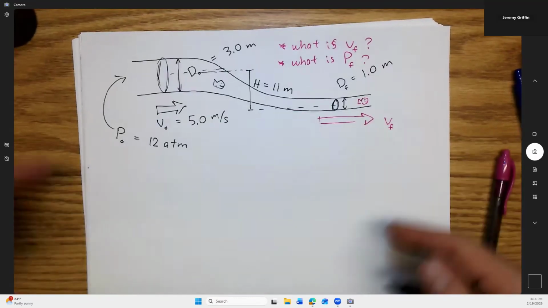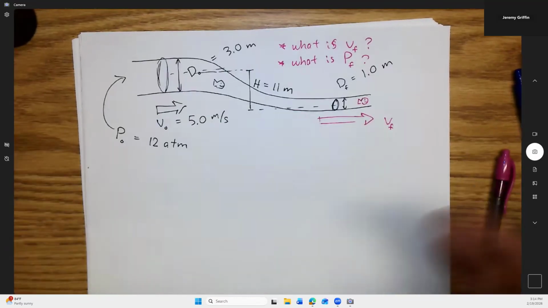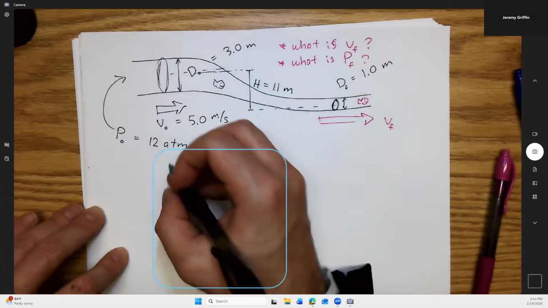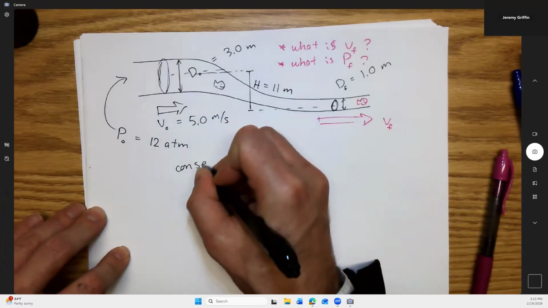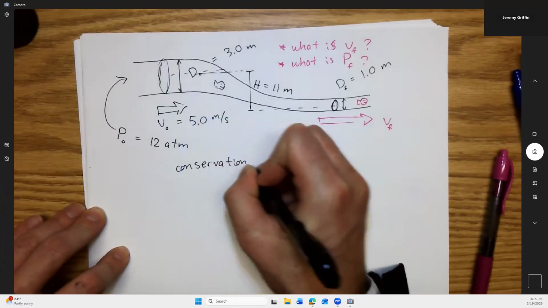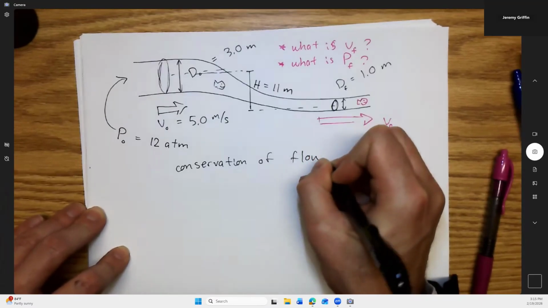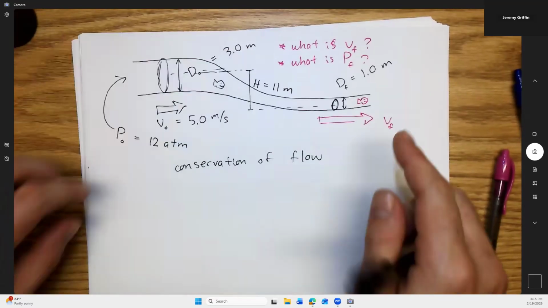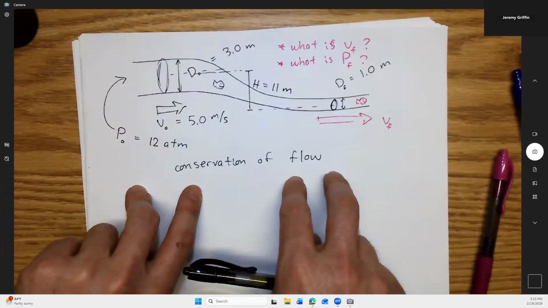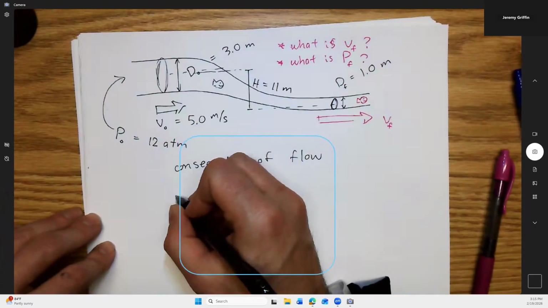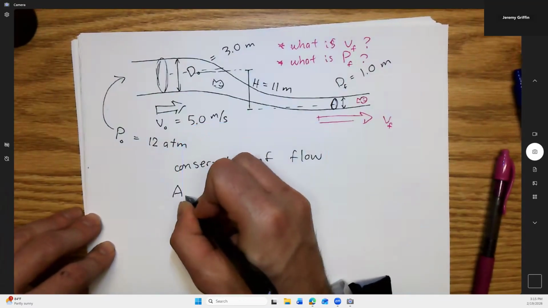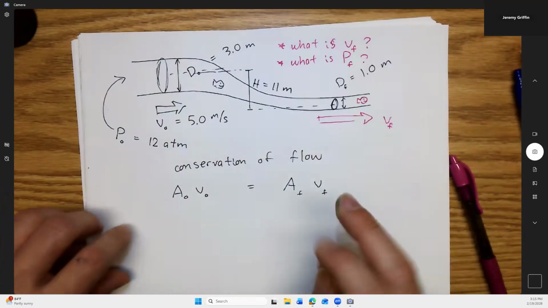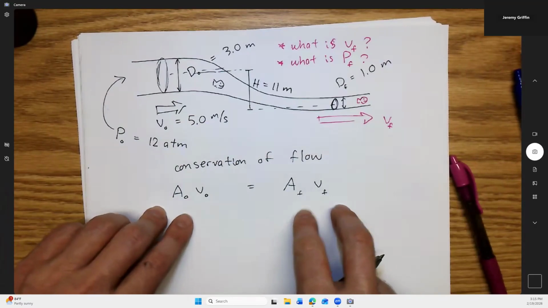Yes, you need gravity field and you also need the density of water, but those could be values that it could also give you. All right, so let's start with conservation of flow. That'll let us answer the first question. What's the speed of the water in the skinny part of the pipe? And how does that go? What equals what? Area times velocity equals area times velocity. So initial, final. That could be true, right?